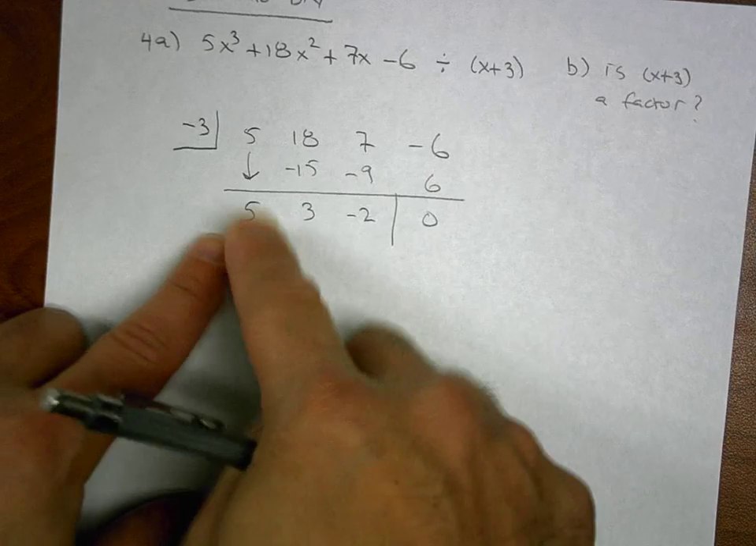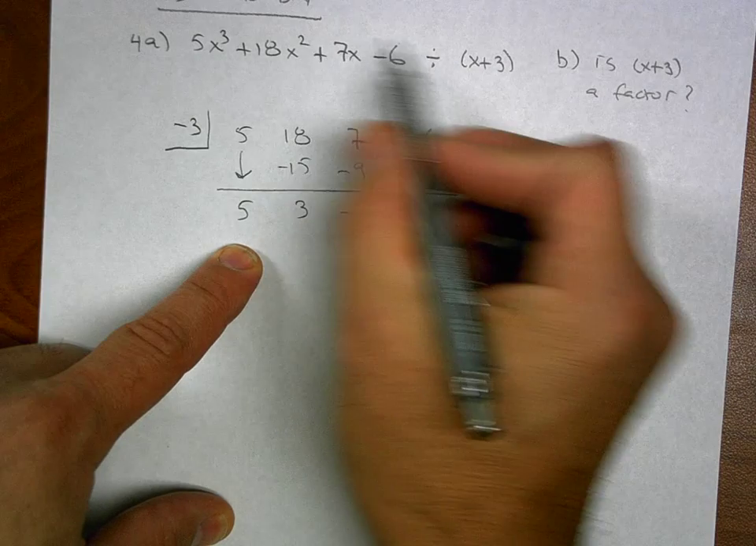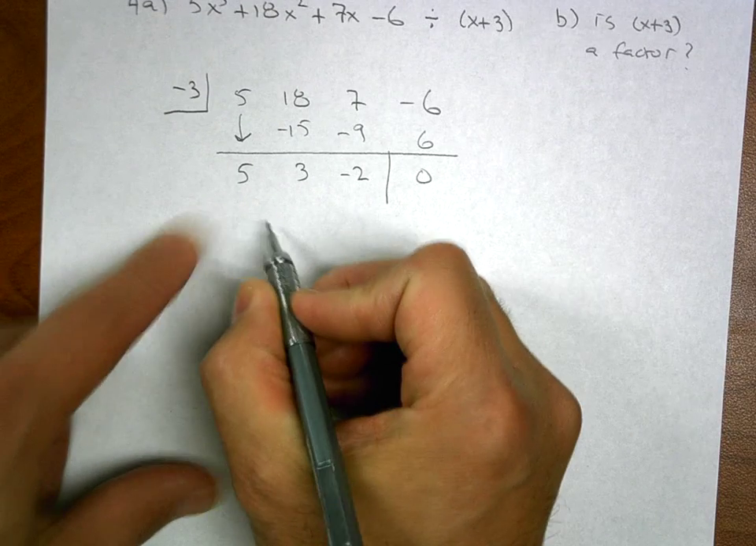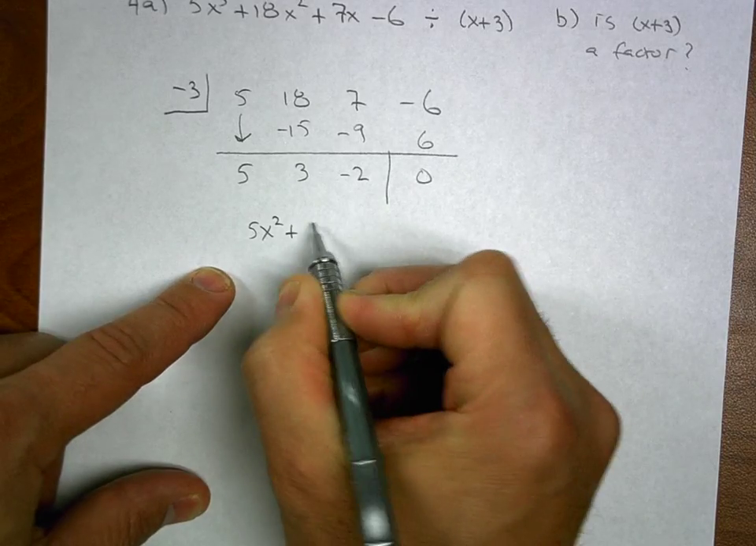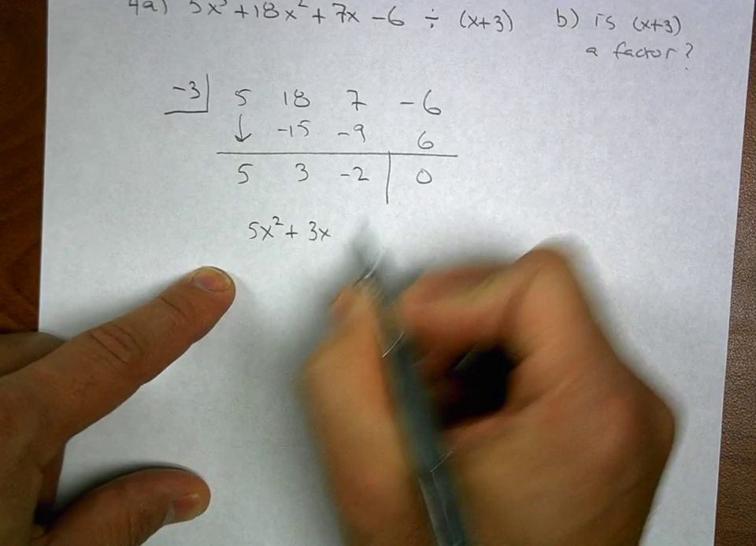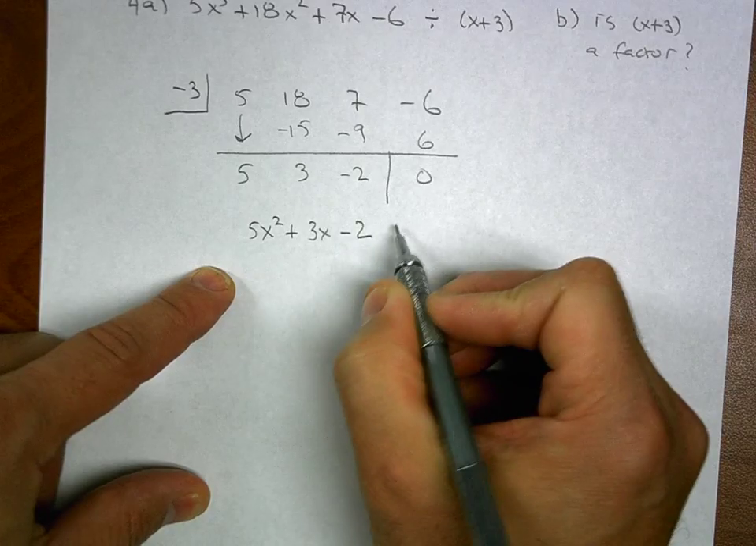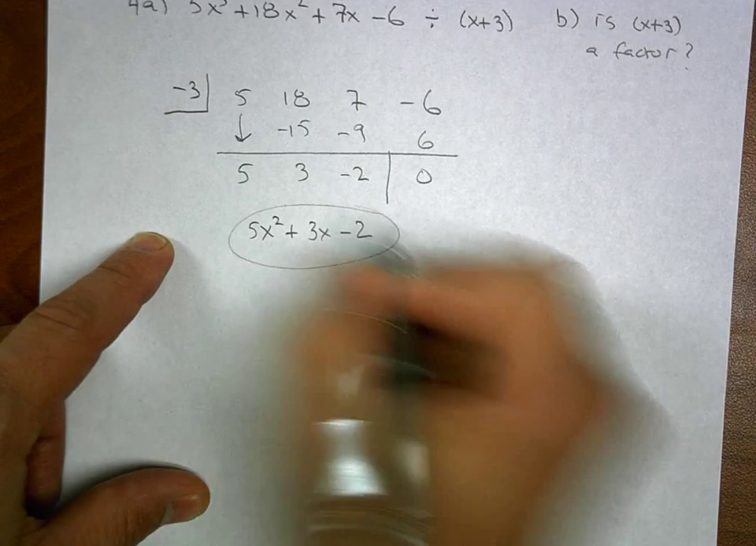So our answer, if we divide this into that, here's our answer. This is 5x squared plus 3x minus 2 with no remainder. It went in there evenly. And there we go.